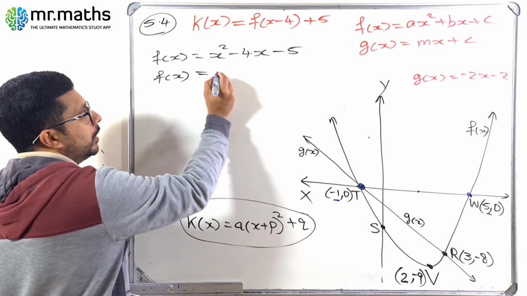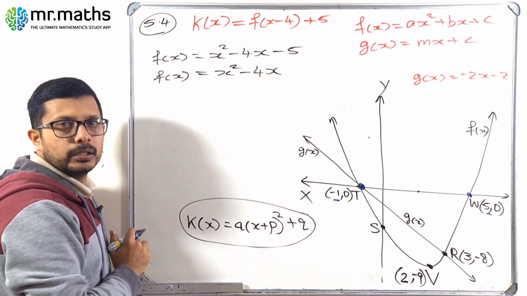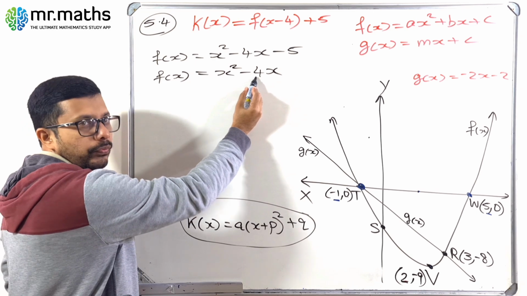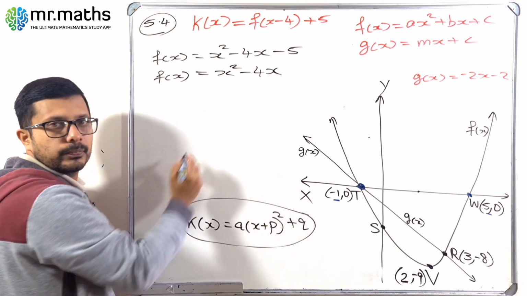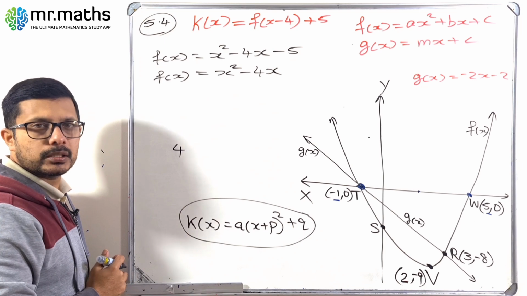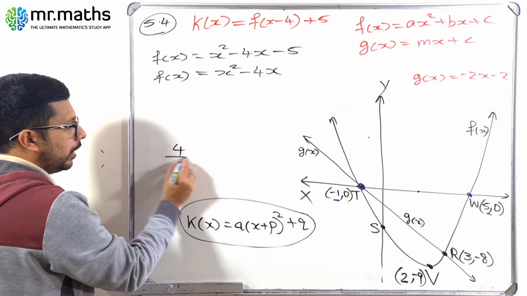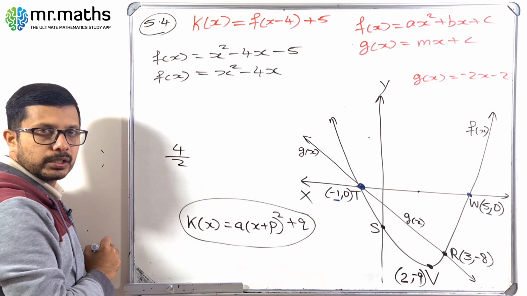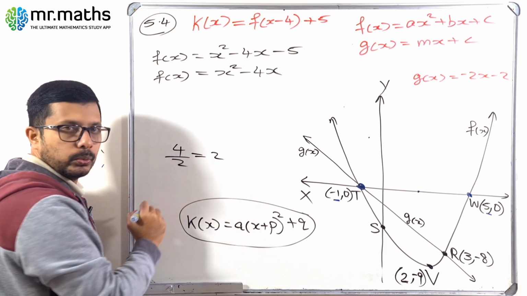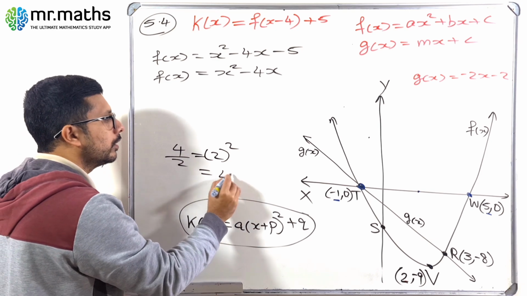How can you find x square minus 4x? You stop there, then you have to check what is the coefficient of x. What is the coefficient of x? 4. Just ignore the minus, you just want the number. The coefficient of x is 4. Then find half of that coefficient: 4 divided by 2 is 2. Then square that number. Again, 2 square is 4.